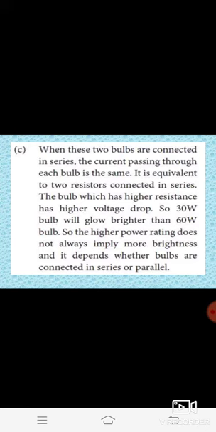So the 30 watt bulb will glow brighter than the 60 watt bulb, because it has a higher resistance. So a higher power rating does not always imply more brightness, and it depends on whether the bulbs are connected in series or parallel.